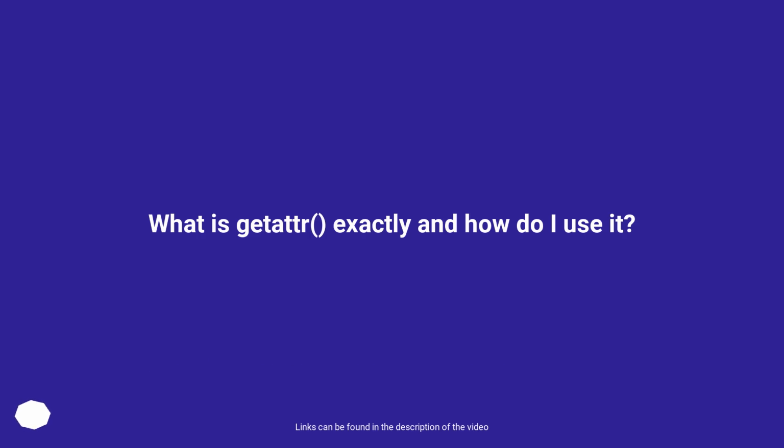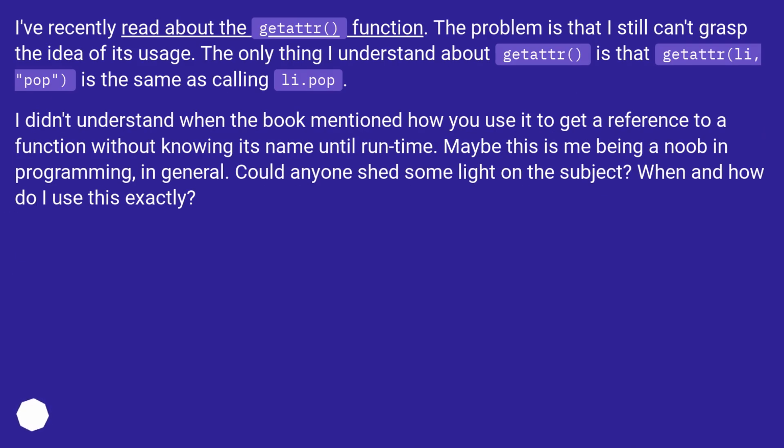What is getattr exactly and how do I use it? I've recently read about the getattr function. The problem is that I still can't grasp the idea of its usage. The only thing I understand about getattr is that getattr(li, "pop") is the same as calling li.pop.